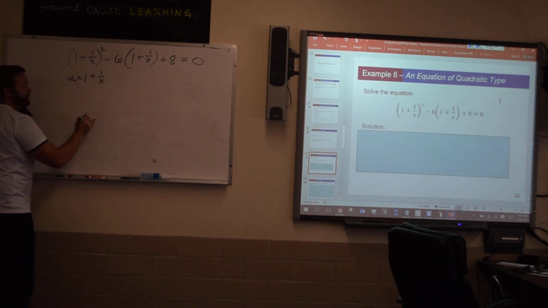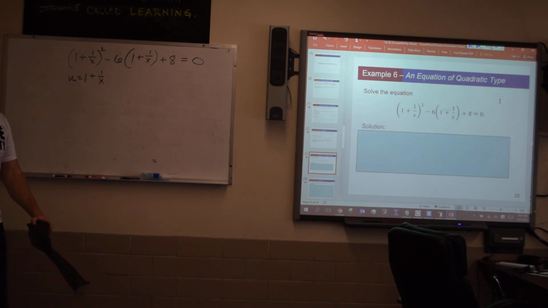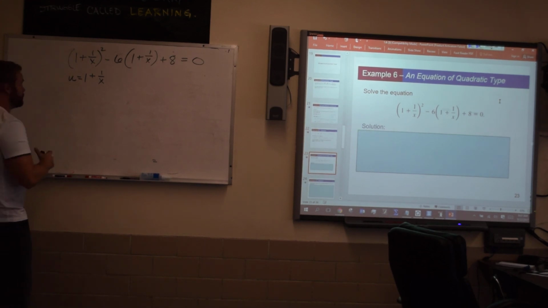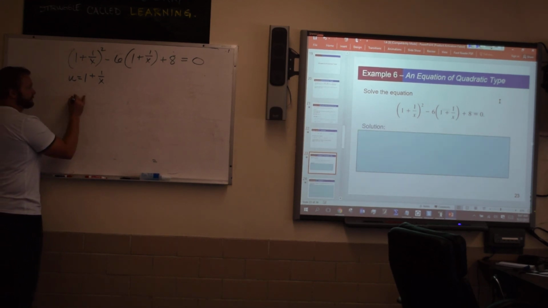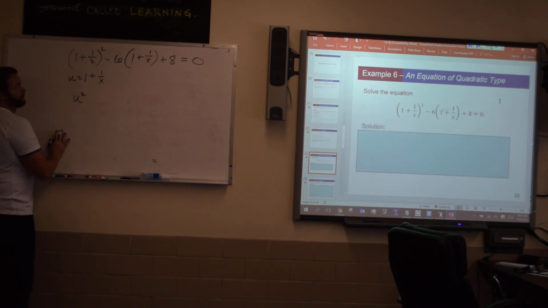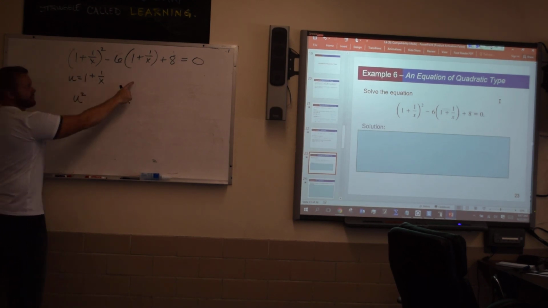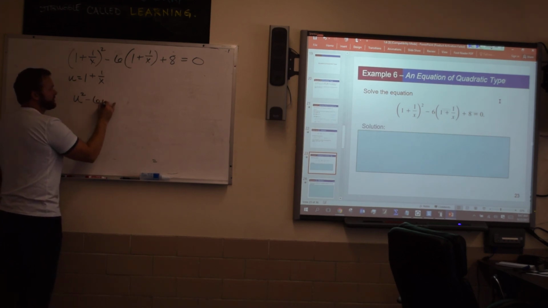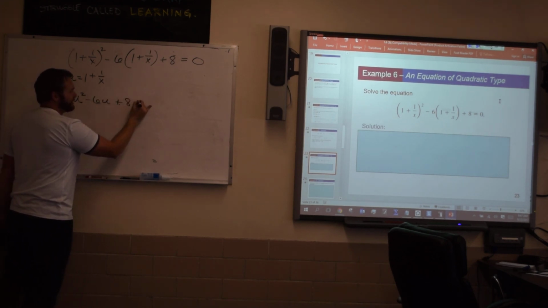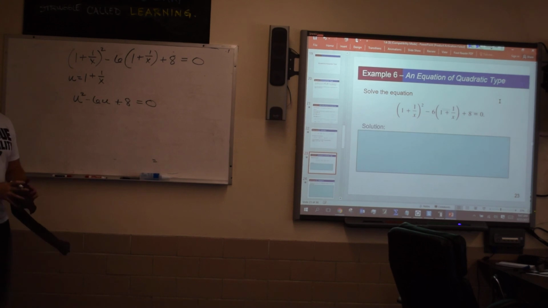so this is kind of the best thing I think to do. Introduce u. Make it look simple. Okay? I let u be 1 plus 1 over x. Because then when I substitute u in there, I get u squared, and I get negative 6u plus 8 is equal to 0. Is that a lot more comfortable looking at than what we started with?